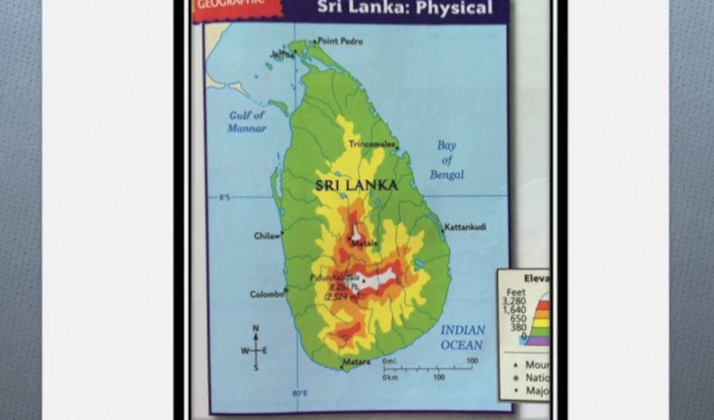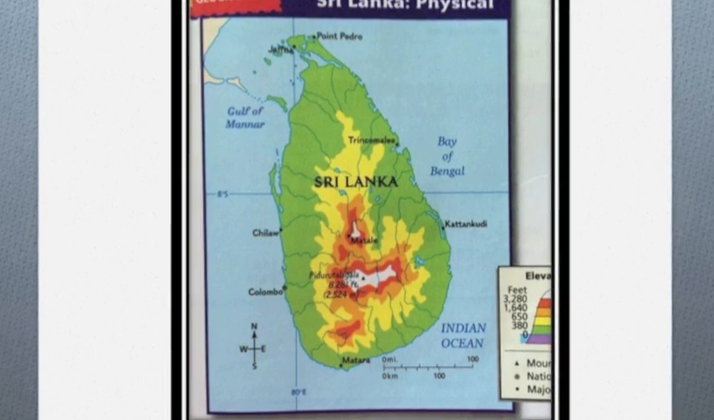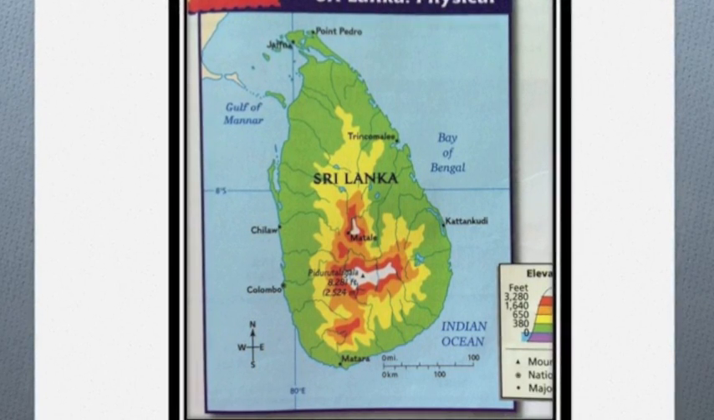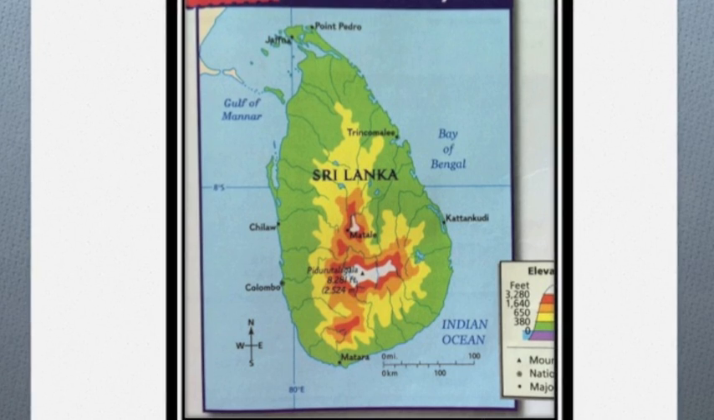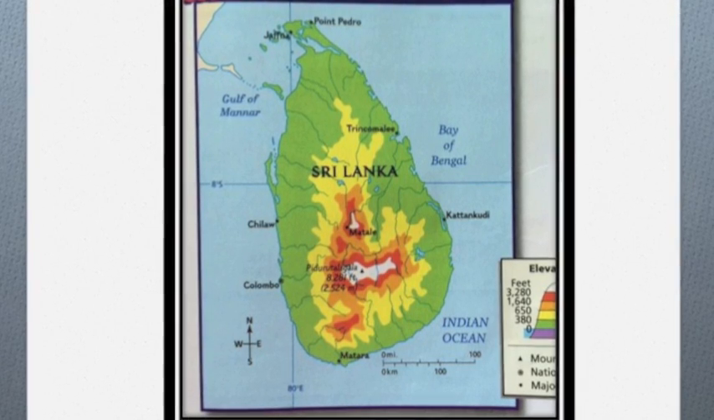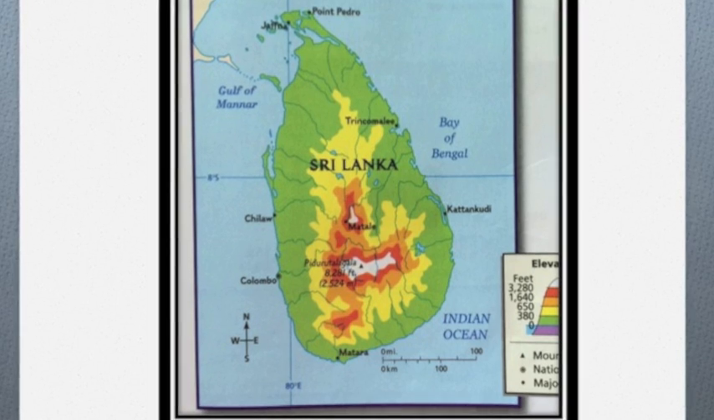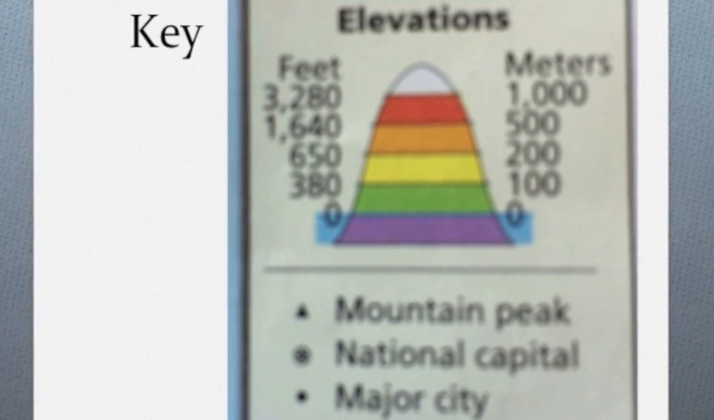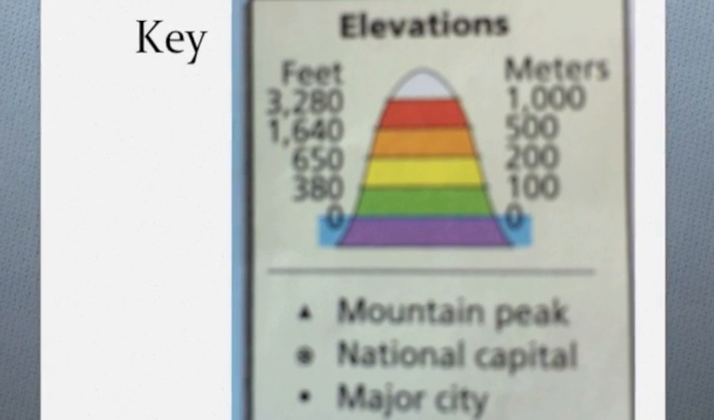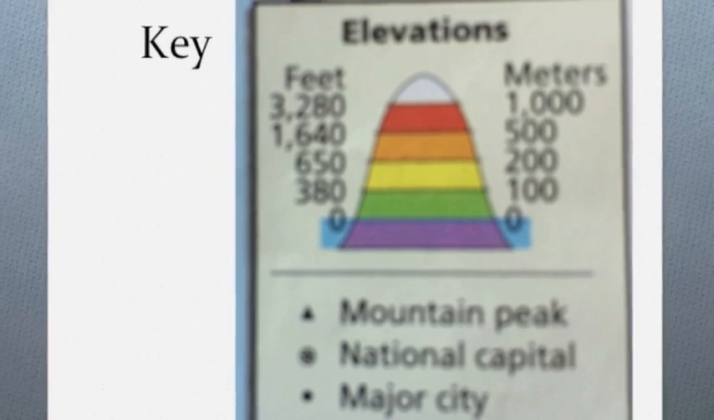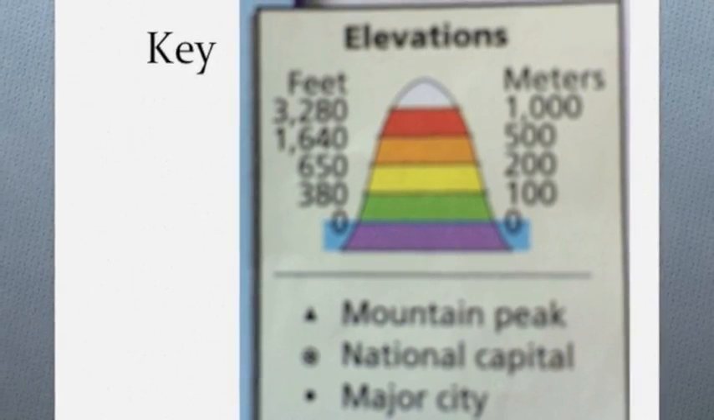There is a key to explain that the colors represent elevation, with green being 0 feet or sea level, and white being 3,280 feet or more above sea level. Note that the triangle symbol is a mountain peak and the cities are represented by circles.